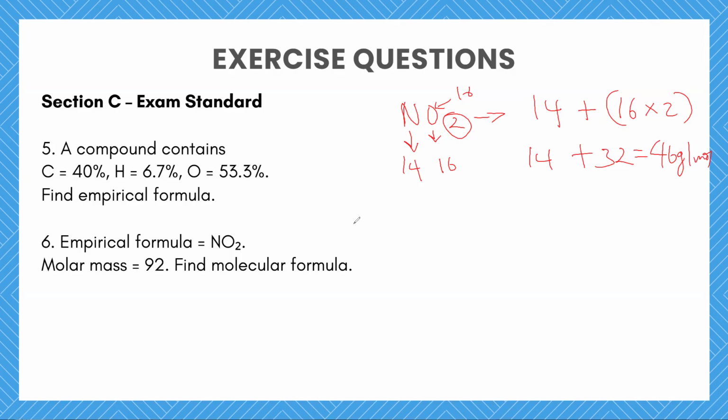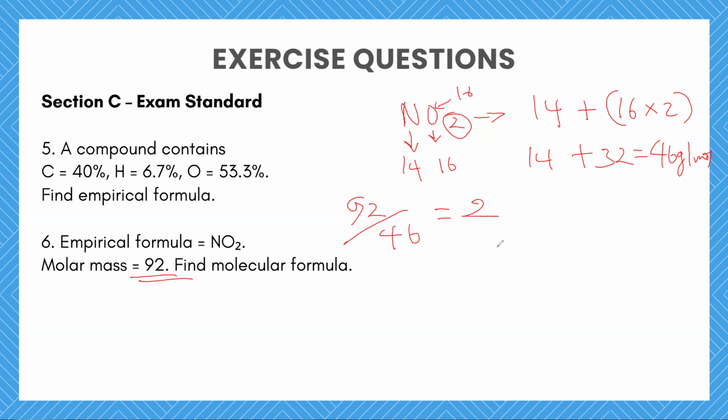The third step says divide the molar mass by the mass of the empirical formula. The molar mass is 92. You can see it given over here. Divide it by 46, which is the empirical formula mass. 92 divided by 46. That gives us 2.